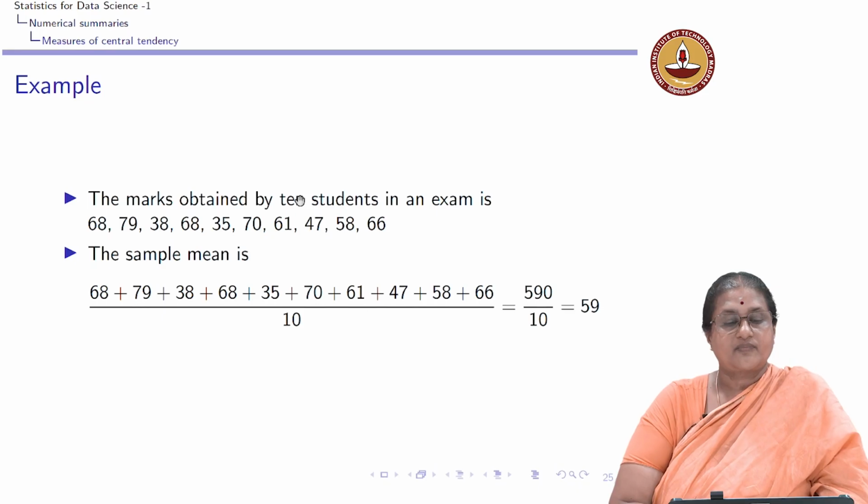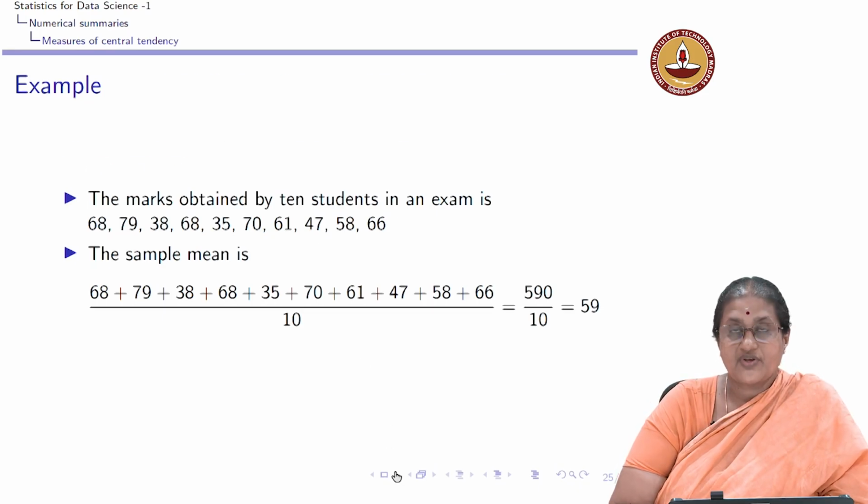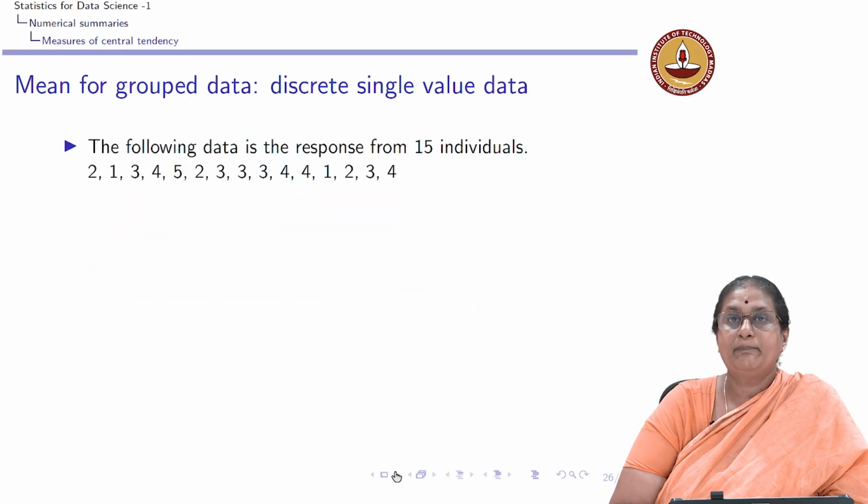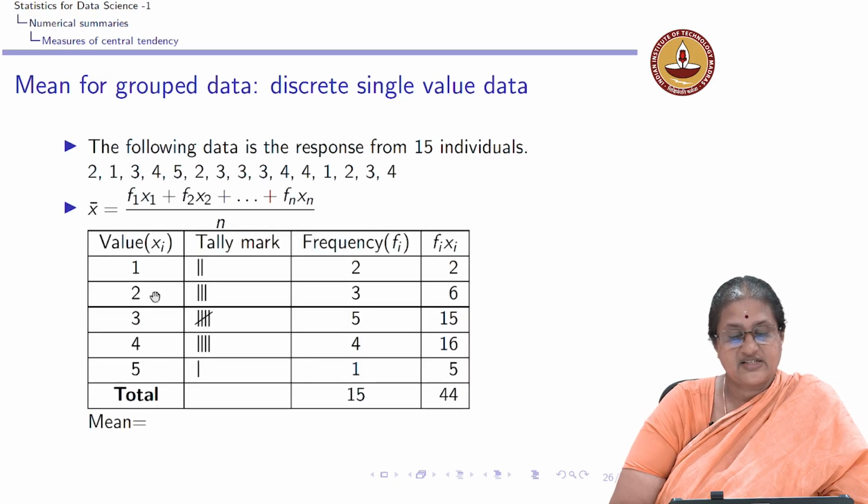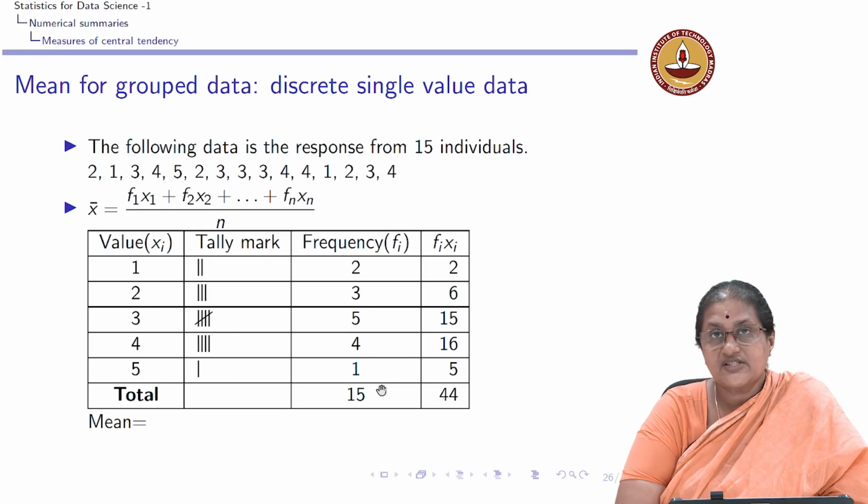Okay. The next thing which we are going to see is how do I obtain the mean for grouped data. So now let's go back to this data which we have seen earlier, which was the response from 15 individuals. We have already seen this is the frequency: 1 appears twice, 2 appears thrice, 3 appears 5 times, 4 appears 4 times, and 5 appears once. Now for data of this kind, how do I compute the average?